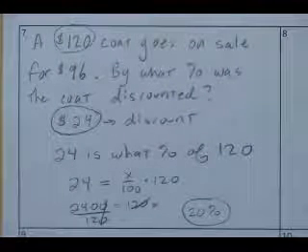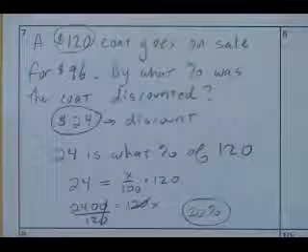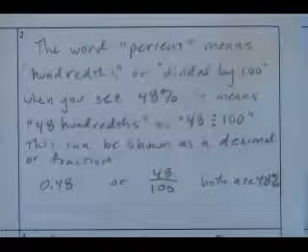So this 'of' and 'is' thing is really something you can take advantage of. And don't forget, anywhere you see that percent, it means per 100, or divided by 100, or hundredths. So don't forget that, all right?